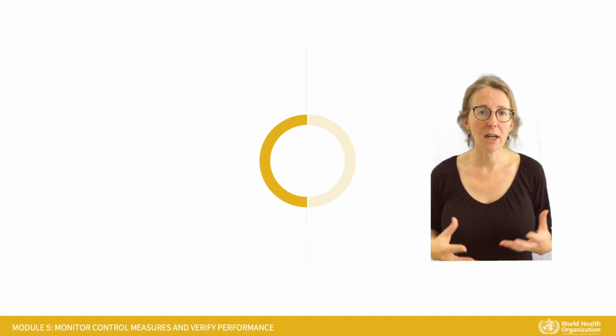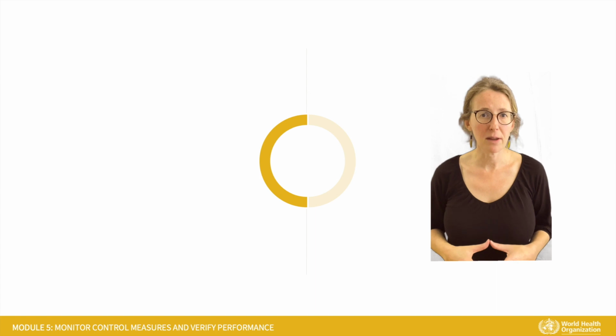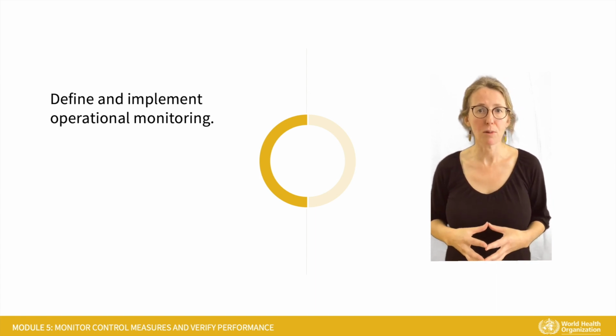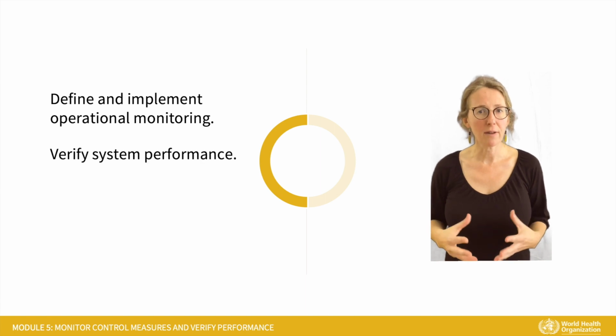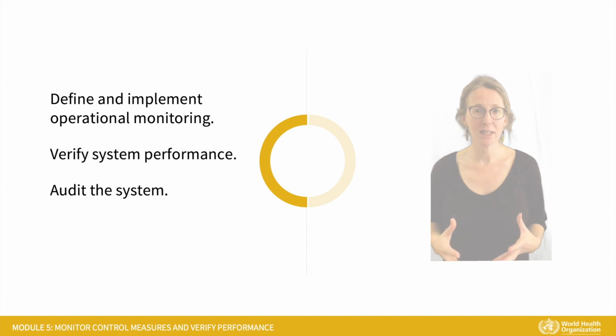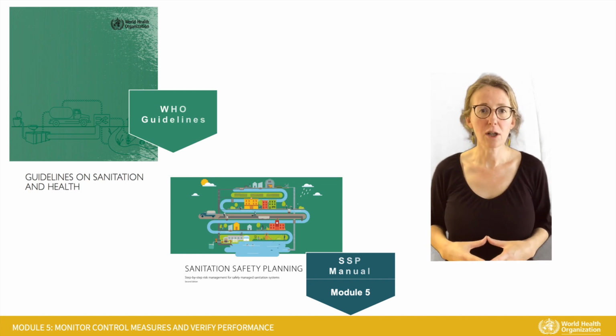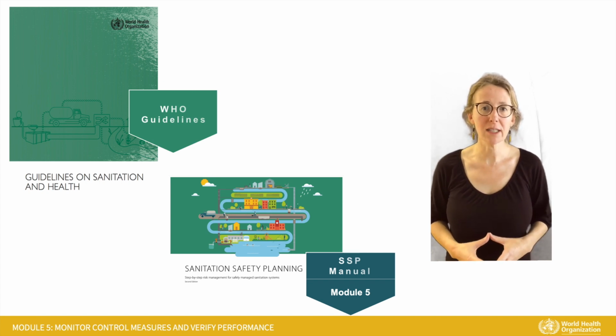Great! So we have now completed Module 5 of the SSP methodology. You have learned how to define and implement operational monitoring, verify the system performance, and audit the system. In the WHO 2018 guidelines, you can learn more about the role of environmental health authorities in monitoring. More information can be found in Module 5 of your SSP manual.